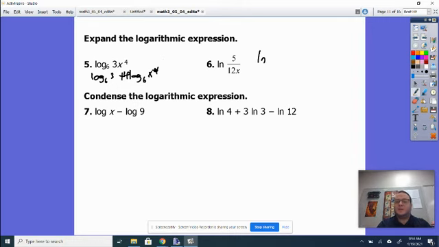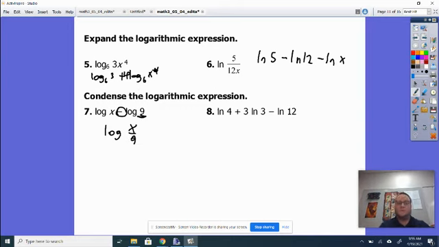Here I would have ln of 5. Now this 12 and this x are in the bottom, so they're going to get a minus ln of 12 minus ln of x. Condensing here, log of x over 9. The 9 is going in the denominator because of the subtraction.